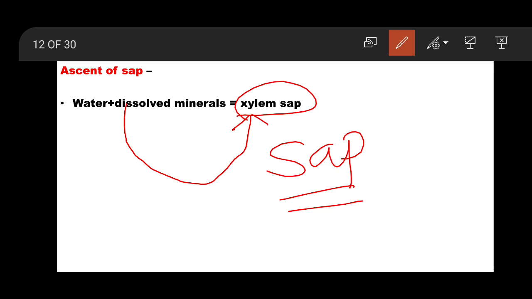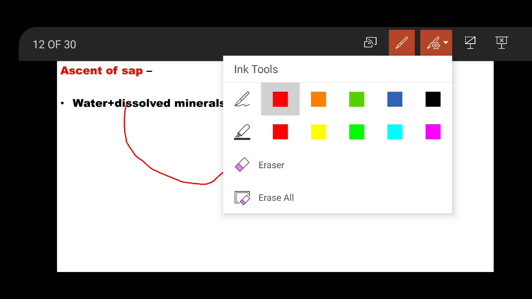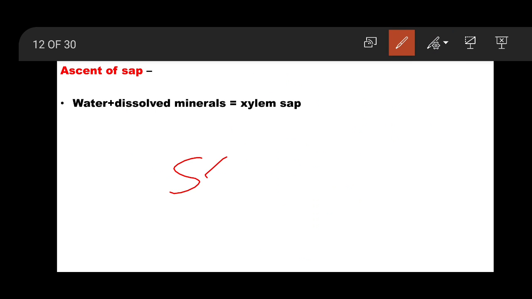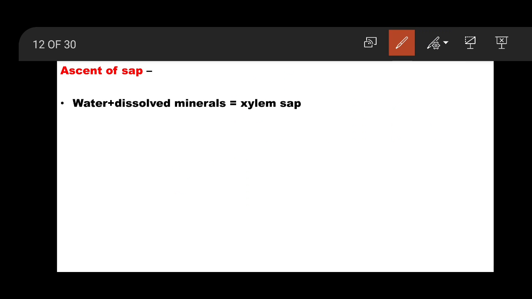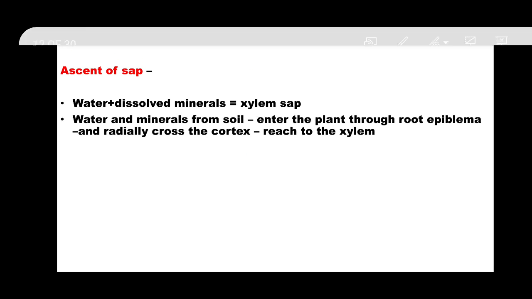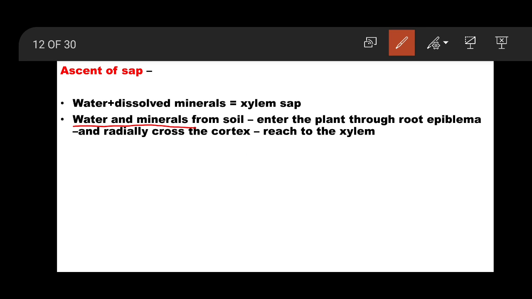Where will you find this? You will find this sap in the xylem. So please remember what sap is. Let us begin another topic from this.